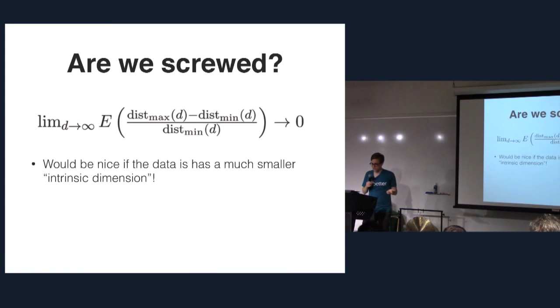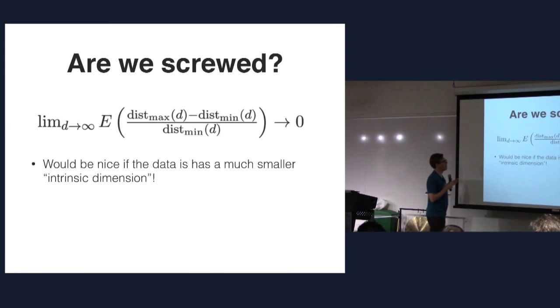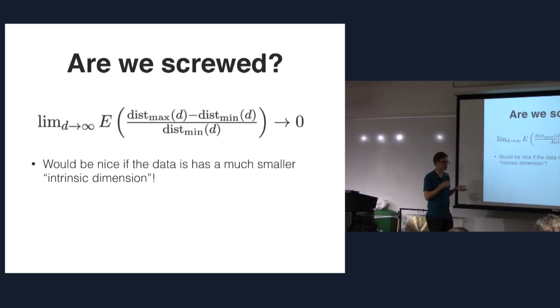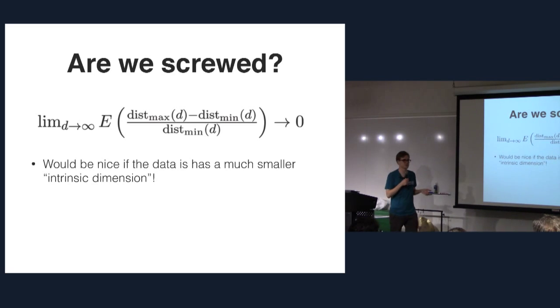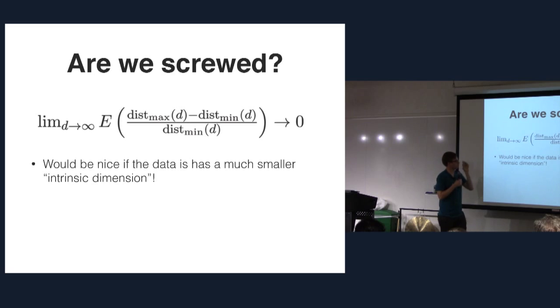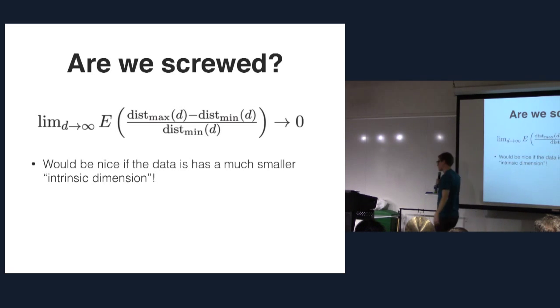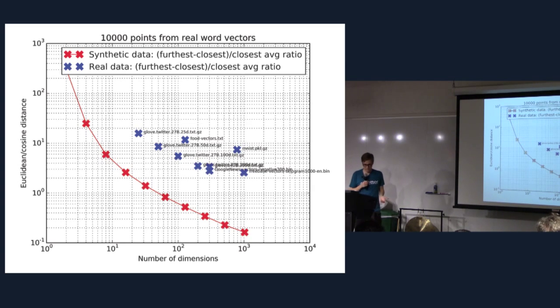Okay, so this doesn't mean we're screwed. It definitely means that things are harder. And there is some proof that you cannot do exact nearest neighbor search in less than linear time in high dimensional spaces. There's also this theory that says this quantity goes to 0. But let's see what happens when we actually look at real data.